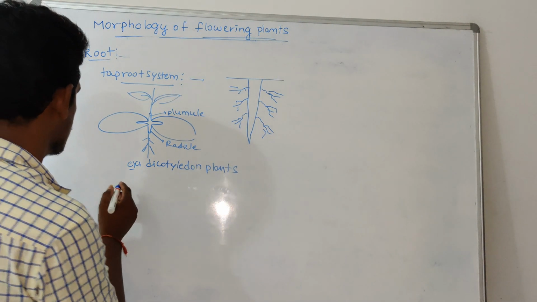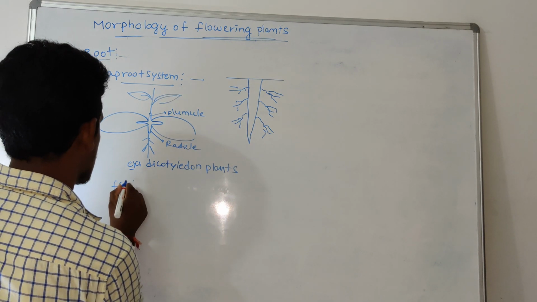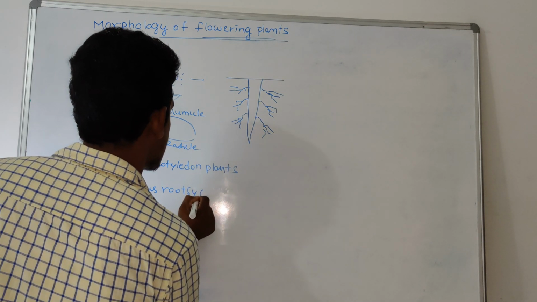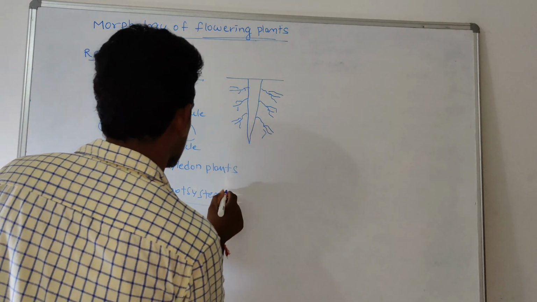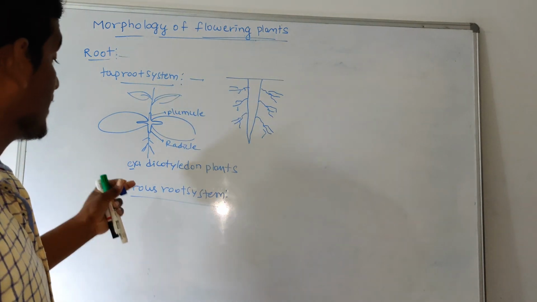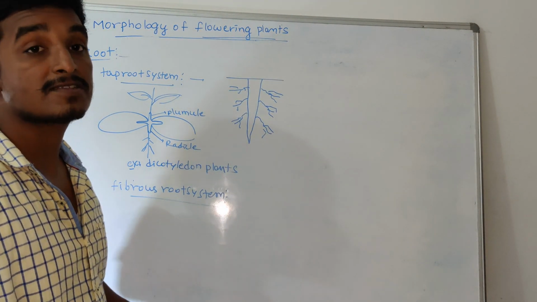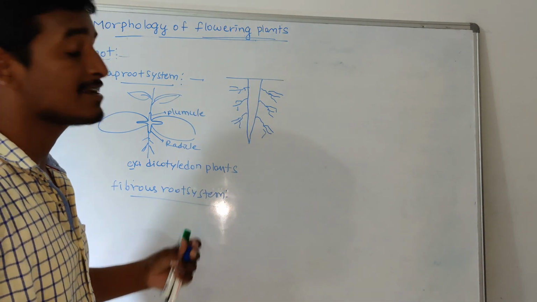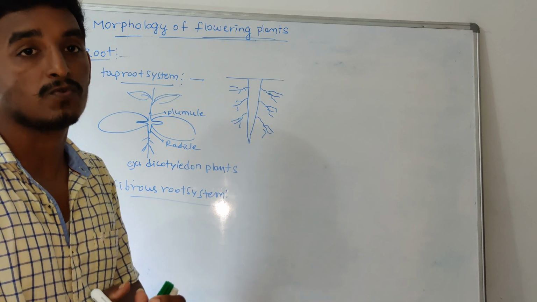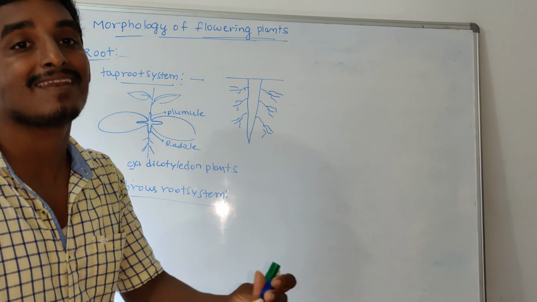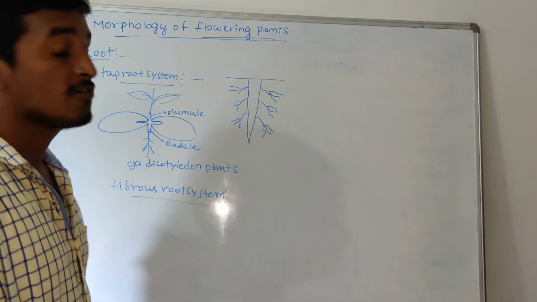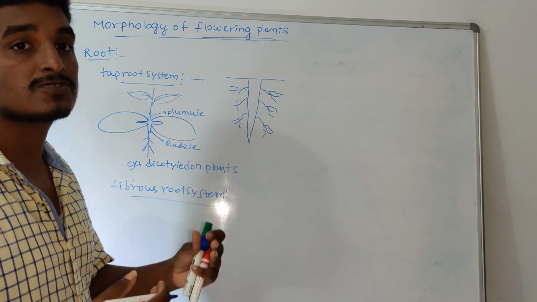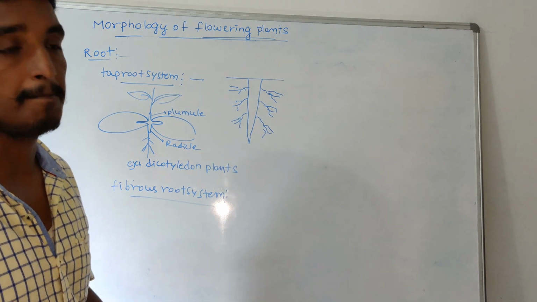Next is the fibrous root system. In the fibrous root system, the main root is short-lived. It is present, but it is short-lived. It is replaced by a large number of small roots. All the roots are equal in length, right? So there is no main root in a fibrous root system. Here the primary root is short-lived, and all the roots originate from the base of the stem.